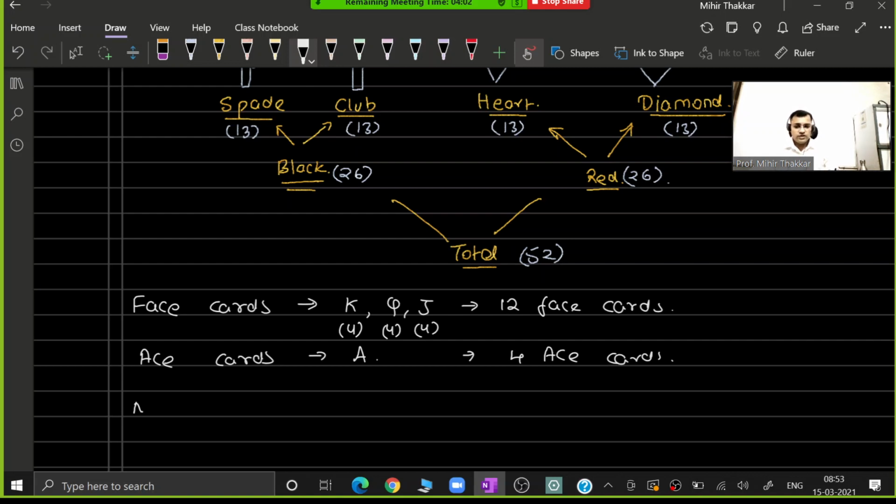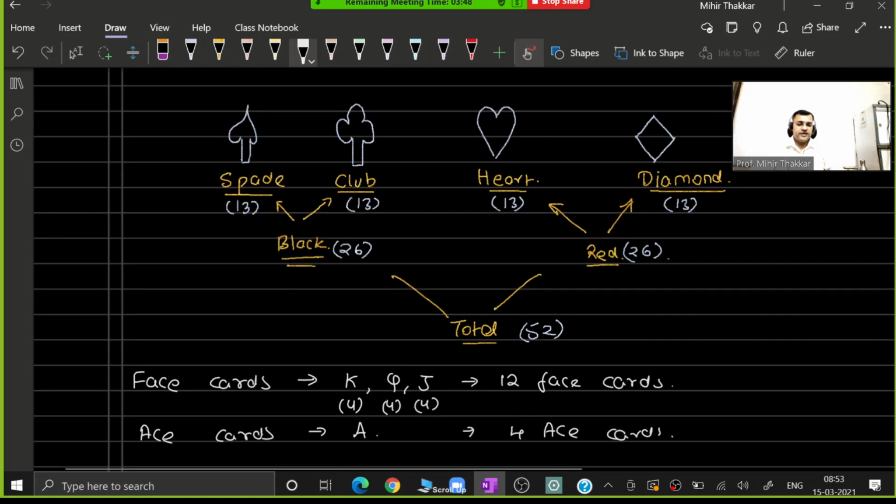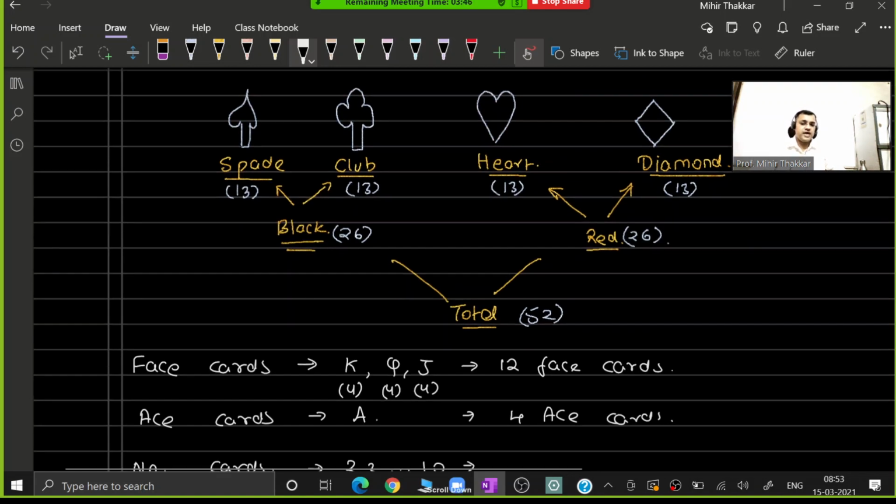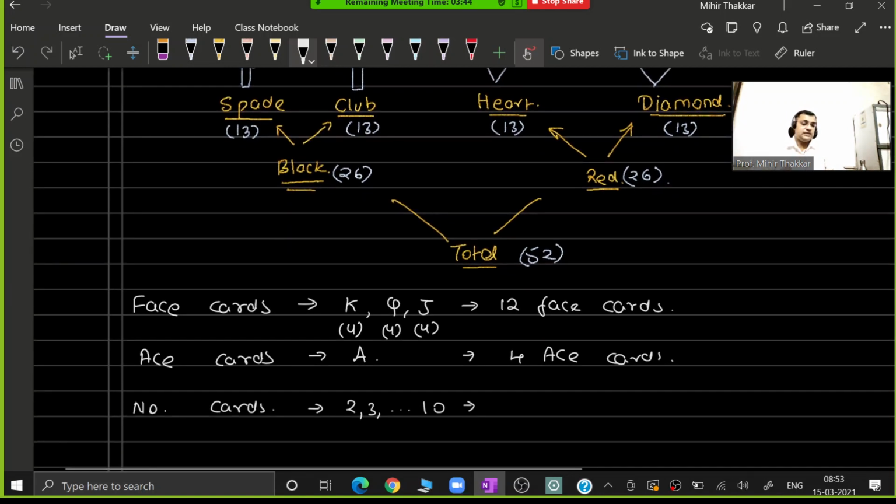When you talk about the number cards, it is from 2 to 10. So in all, each of them they are having 2 of spade, 2 of club, 2 of heart, 2 of diamond. In the same way goes for 3, 4, 5, 6 up till 10. So there are totally 36 number cards.